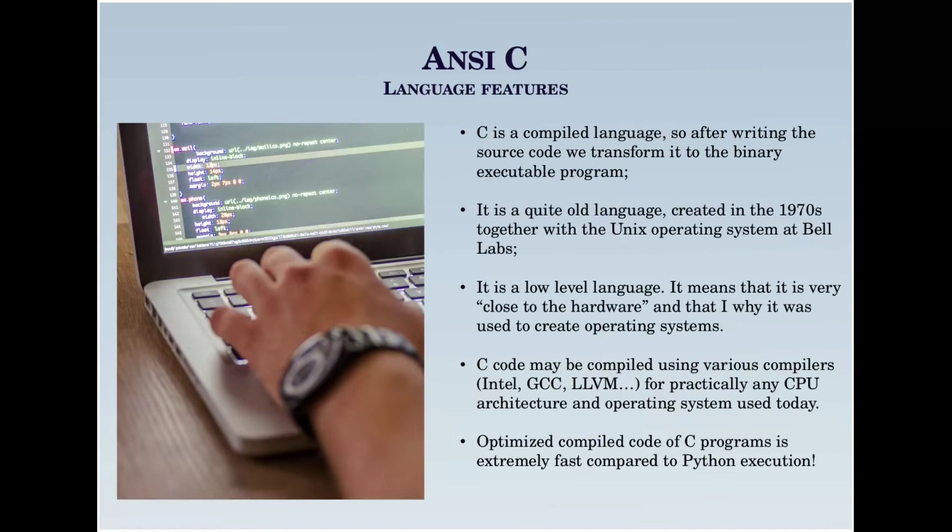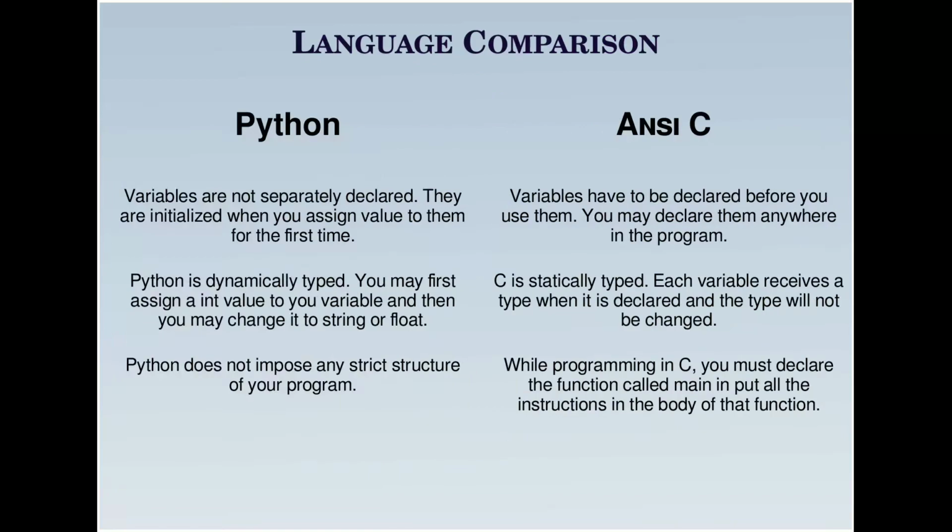Back to the C language. It is crucial to understand that C is a compiled language. Having written the code, we will run the GCC compiler to create the binary executable program. Our program will have 10 to 100 times faster execution time than a similar Python script.